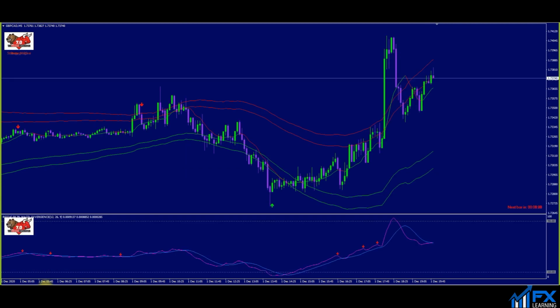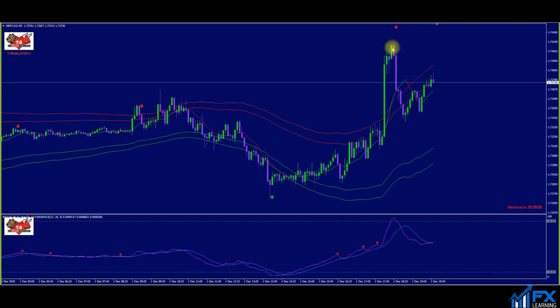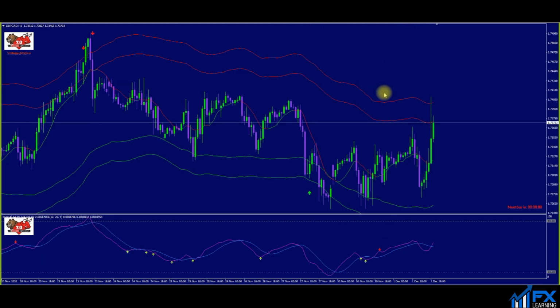GBPCAD. Let's have a look at GBPCAD. We've got a nice little sell at the top here. Look at that one. That's a beautiful sell. Have we got a resistance area at the top?